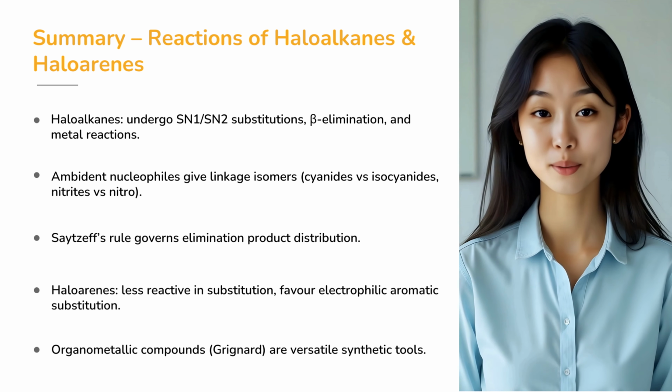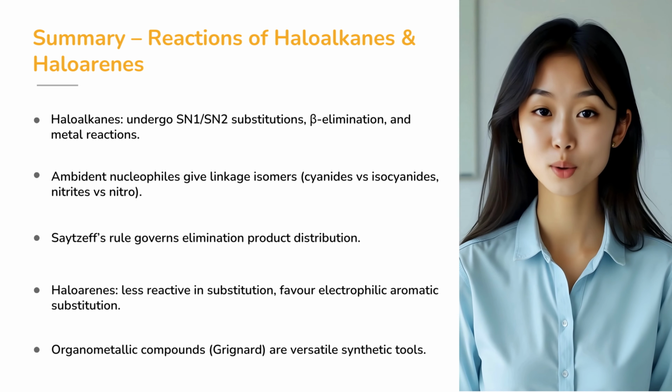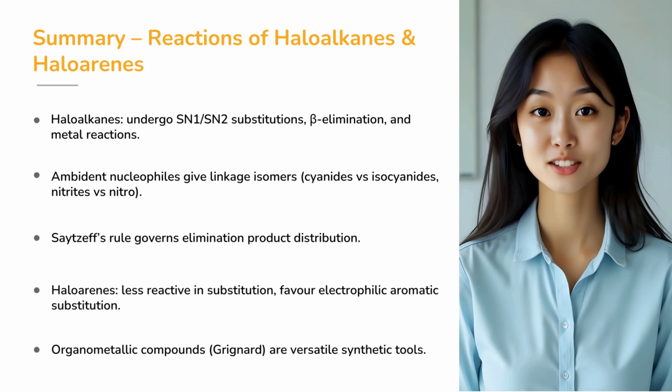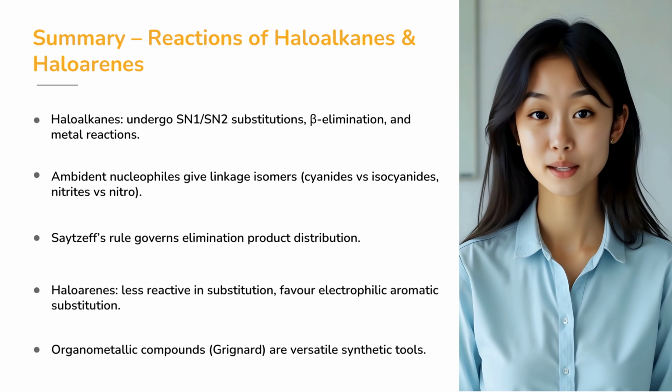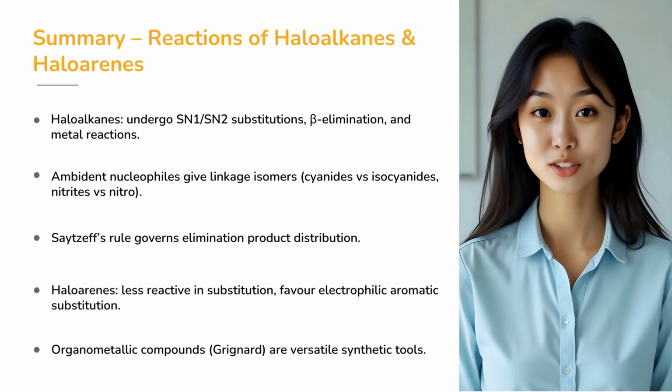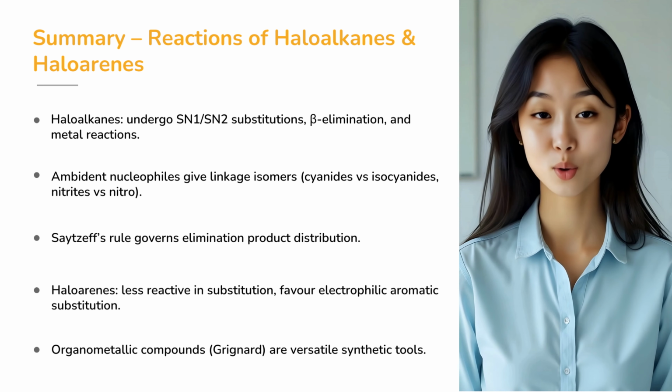So let's wrap up. Haloalkanes are versatile compounds that undergo nucleophilic substitution through SN1 and SN2 mechanisms, elimination to give alkenes, and reactions with metals to form organometallics. Ambident nucleophiles can produce linkage isomers such as cyanides and isocyanides, or nitrites and nitroalkanes.